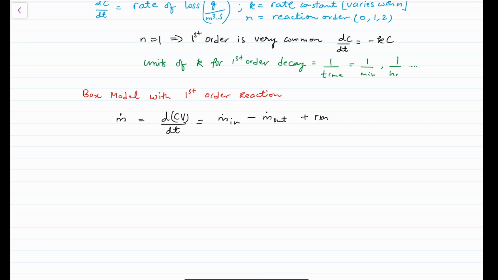And this reaction, we write this as, okay, everything has to be in the units of mass per unit time. So volume V times dC/dt, and then dC/dt we just learned from here, V times minus kC if it's first order.